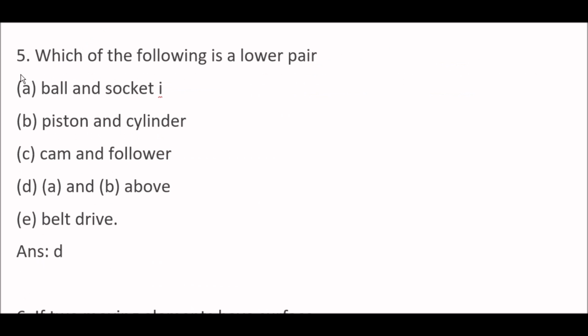Okay. Next question. Which of the following is a lower pair? Option A, ball and socket joint. Okay, this is a ball and socket joint. Option B, piston and cylinder. Option C, cam and follower. Option D, A and B above. And option E, belt drive. Here, right answer is option D, A and B above. Okay, so ball and socket joint and piston and cylinder, they both are lower pairs.